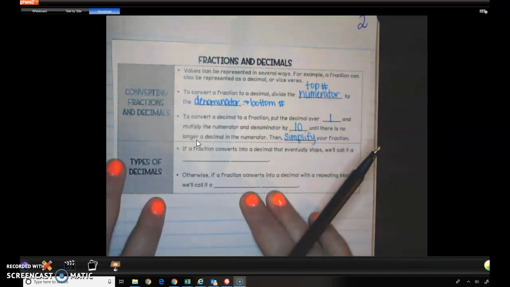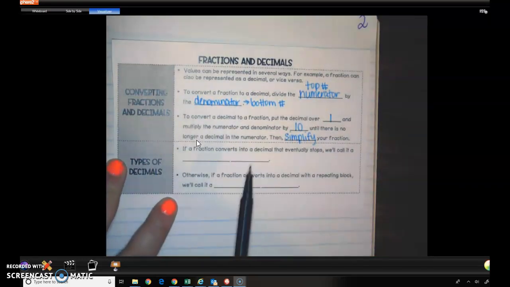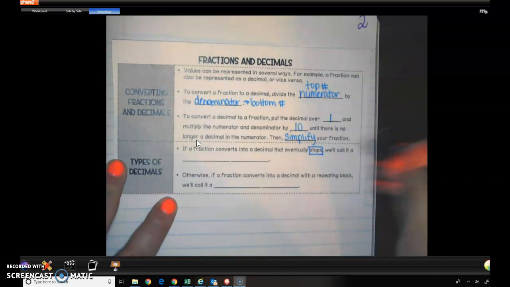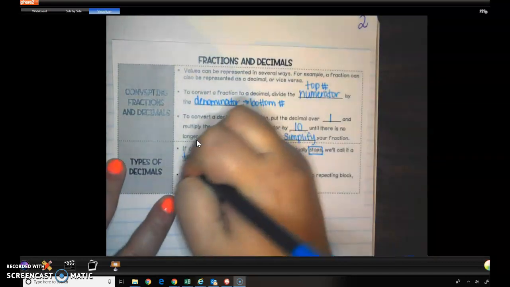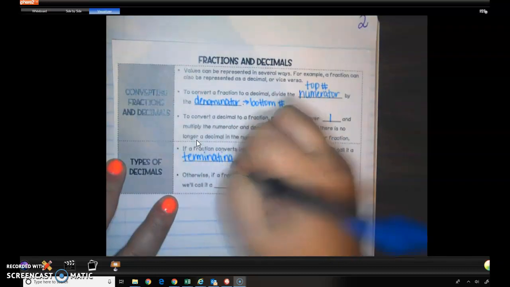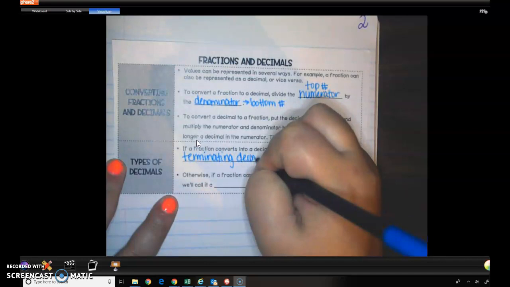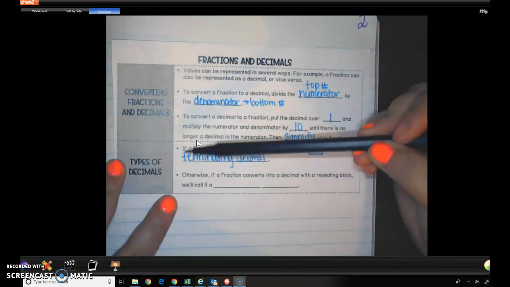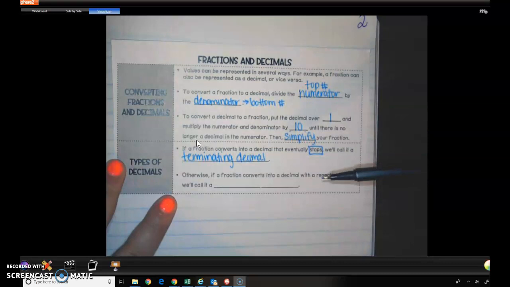We're going to look at the two types of decimals. If a fraction converts into a decimal that eventually stops, and I want you, when you write this, to box the word stops, we'll call it a terminating decimal. If you need to pause at this time, go ahead. I want to reiterate, you need to have every single word written down as it is, including what I boxed. So pause and push play when you're ready.